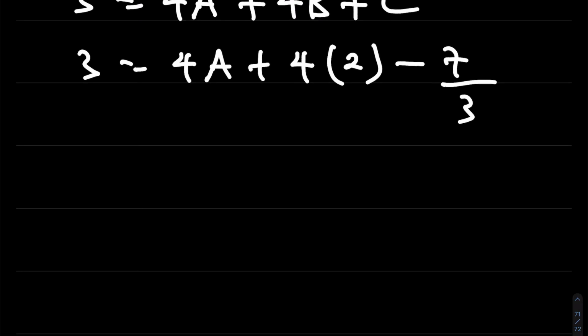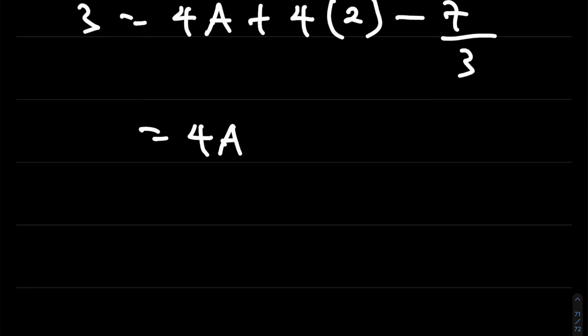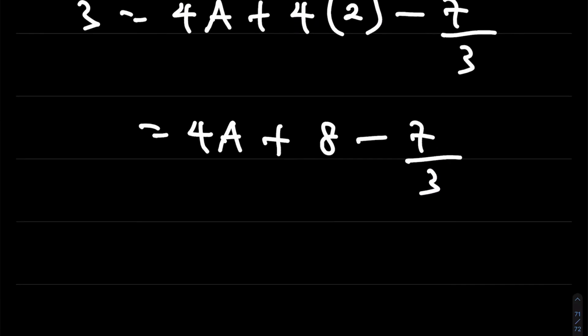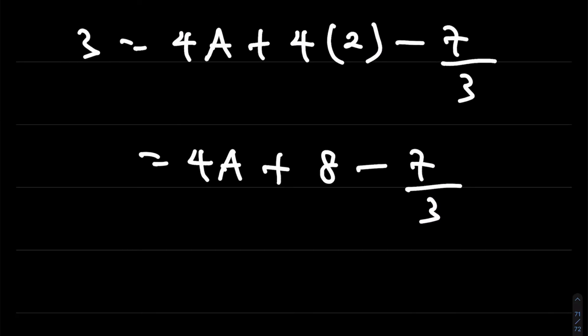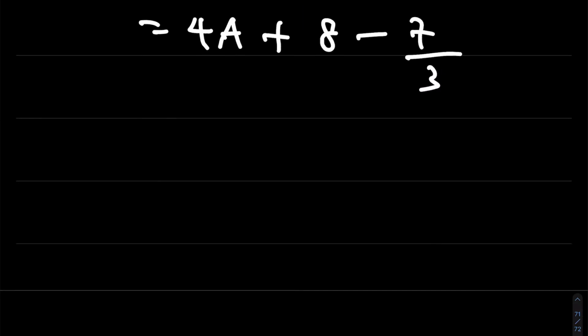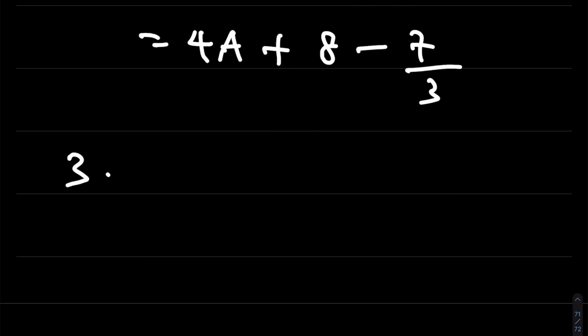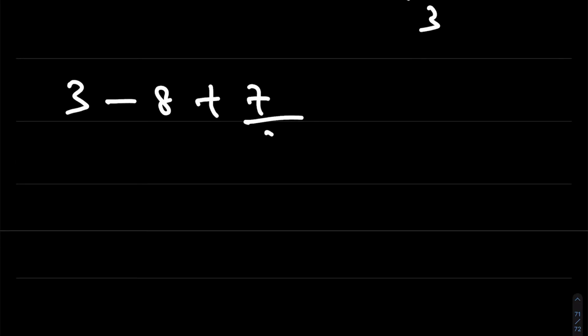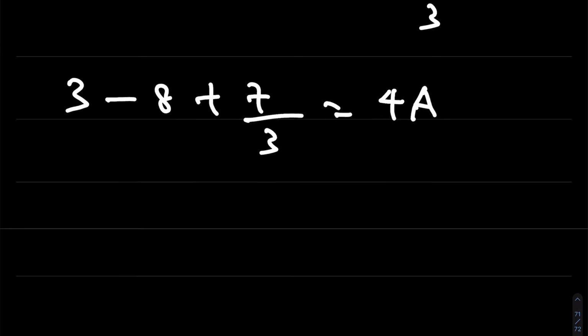Now, let me do this first. That means 4a plus 8 minus 7 over 3. So I'm bringing all the constants on the right hand side to the left hand side, and that means 3 minus 8 plus 7 over 3 equals 4a. Yeah, that's what it means.